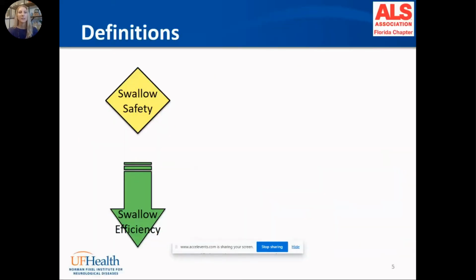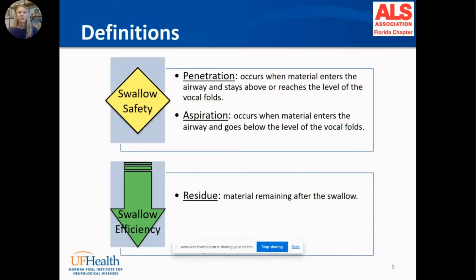When we're talking about swallowing, we consider safety and efficiency. For safety, we're looking at whether there's any airway invasion, which we consider penetration or aspiration. Has any of the material entered the airway but stayed above or to the level of the vocal cords? That would be considered penetration. But if it goes below the vocal cords, it'd be considered aspiration, so more in the trachea area. And then we're also looking at swallow efficiency, so seeing if you can clear material from your mouth, through your throat, and into the esophagus without remaining residue.